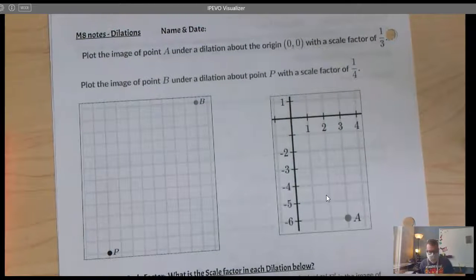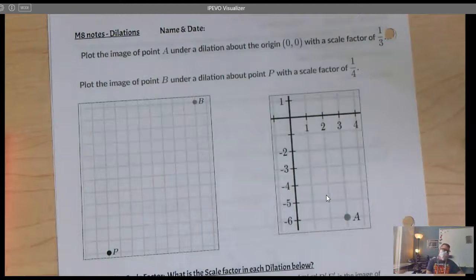Now with our fractional scale factors, remember we are going to be reducing distance or size. We're going to be reducing our distance or size.